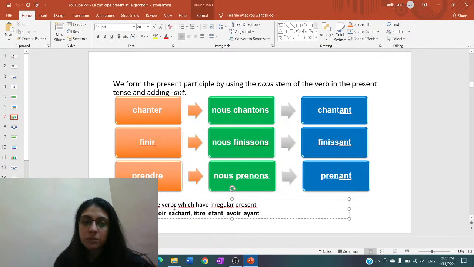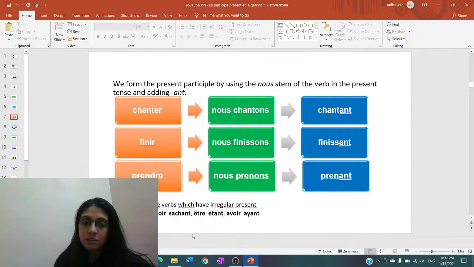Now there are three verbs which have irregular present participles. So these are irregular verbs. That means they do not follow the pattern given here, to conjugate in nous and then remove ons and put ant. These are irregular verbs. So the verb savoir, the present participle is sachant. Verb être, present participle is étant. And verb avoir, present participle is ayant. Right?